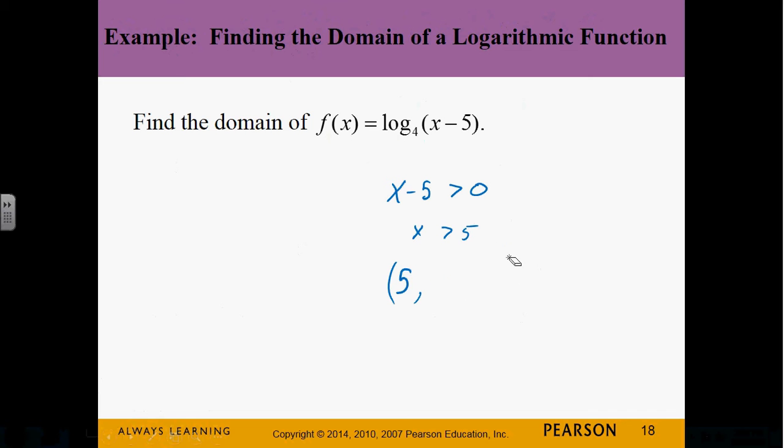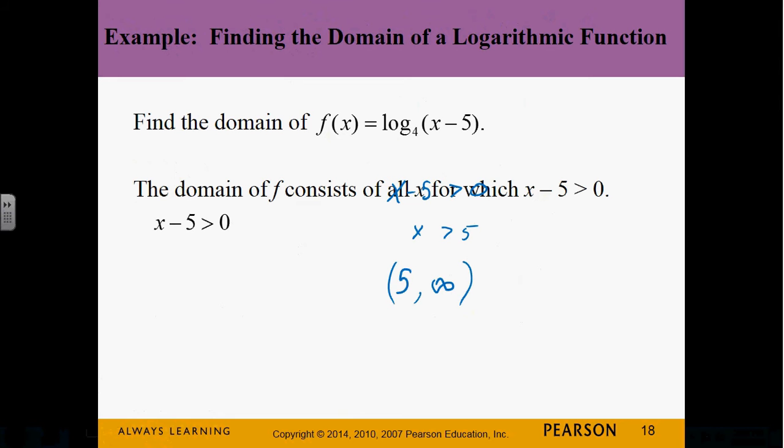Infinity. Ooh, that's ugly. That ain't much better. So in interval notation, it will be 5 to infinity. So now, if I give you a list of things and ask what is the domain of this function, not only do we have to look for fractions and zeros in the denominator, square roots with negatives, now we have to look for logs with negatives as well. So this is the third domain restriction, and the last one we'll actually deal with.